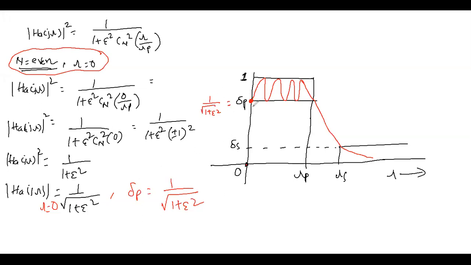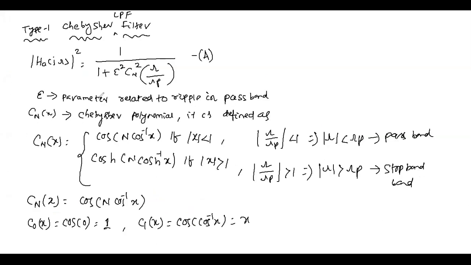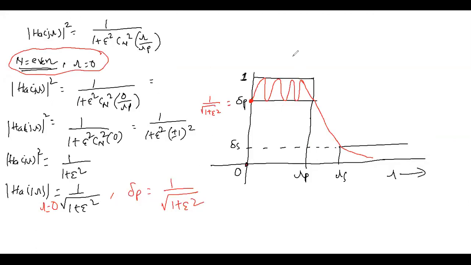Now where the ripple will start is decided by the factor epsilon. That's why I say that epsilon is a parameter. In the first one, I said epsilon is a parameter related to ripple in the passband, meaning the ripples in the passband depend on the value of epsilon. Clear all of you? So this is the Chebyshev filter response for n is even.